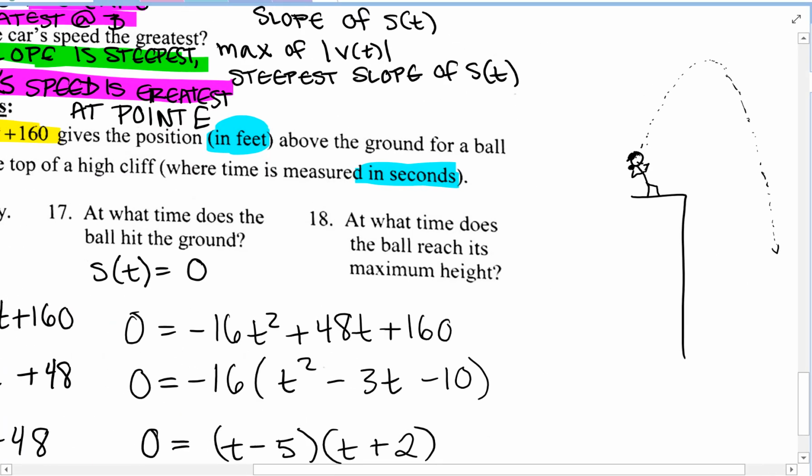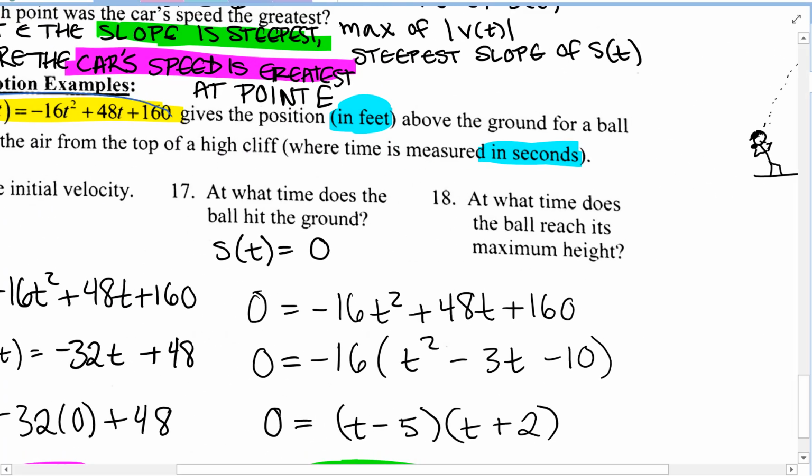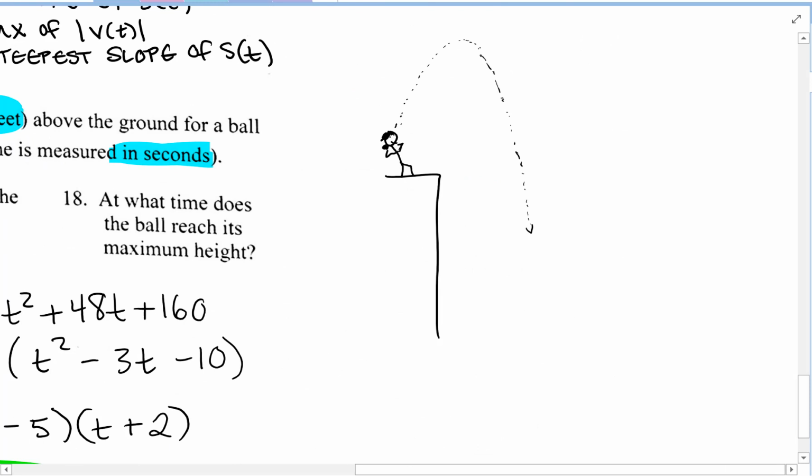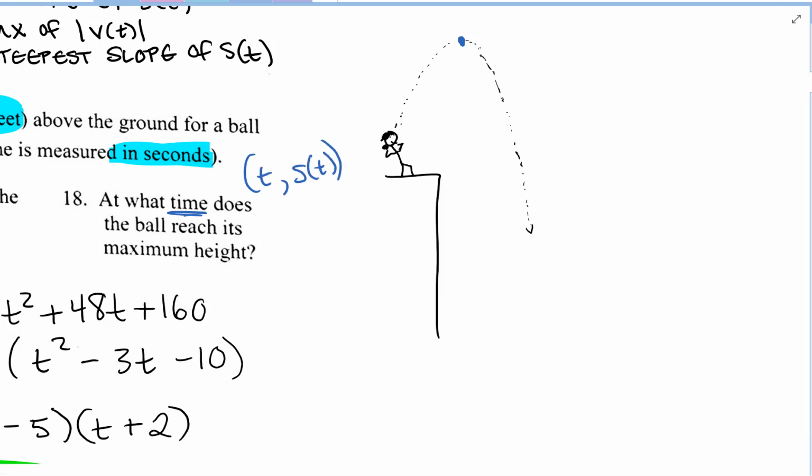We know that the position function is a parabola. We know from our picture it's a parabola. We know the maximum height of a downward opening parabola would be your vertex. And they want to know at what time. Time is the x value. So basically they want the x value of the vertex. That will tell me when you have reached your maximum height.